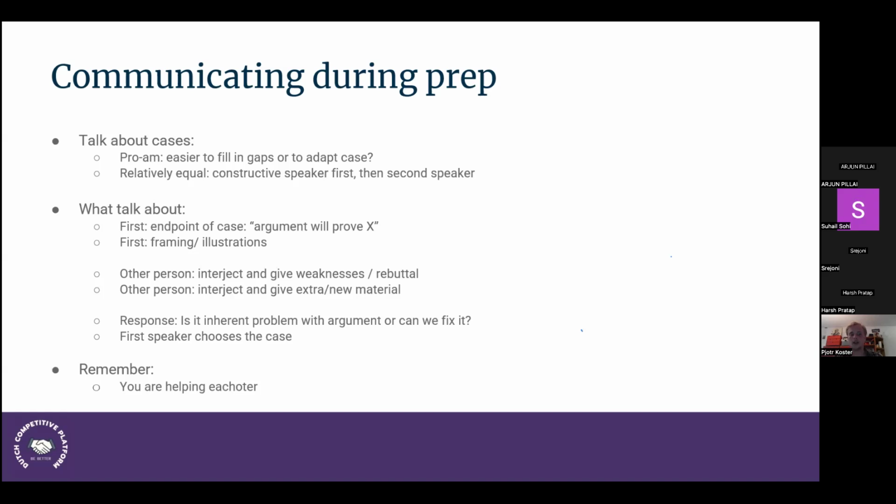But if you cannot agree, then the first speaker who's going to give the case should actually choose the case. The reason being that they know what they are comfortable bringing. If they try to bring a case which they don't understand or don't believe in, they're unable to prove it. And then the second speaker often cannot fix it or bring new arguments. So again, it becomes very messy. So try to not do it.